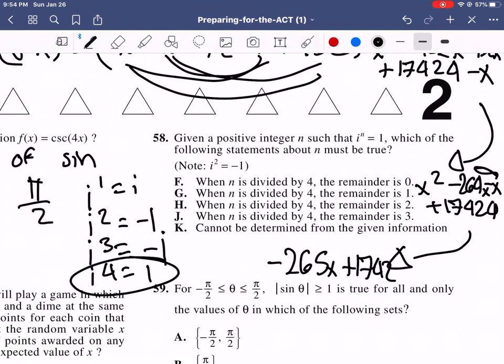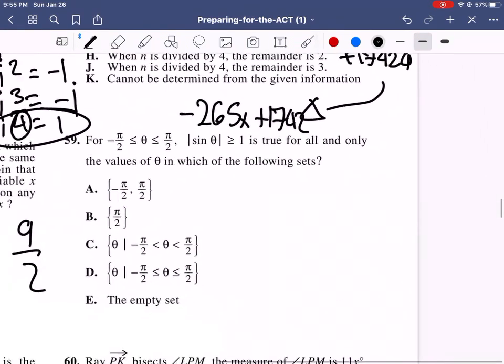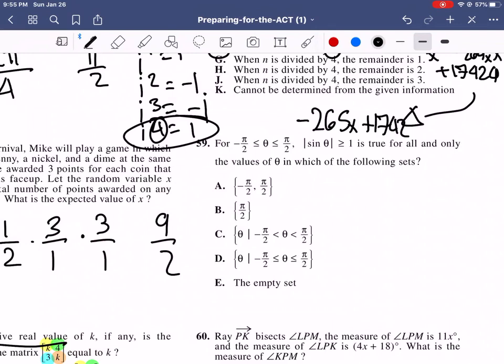Because 4 divided by 4 is 0, remainder is 0. Okay, it's F. This one has nothing to do with it. It's just that, oh my god, okay. It has something to do with it. It's that i to the n equals 1, but you're looking at the exponents. So 4 divided by 4 equals 0, remainder is 0. Okay, so you have to use the unit circle for this one.